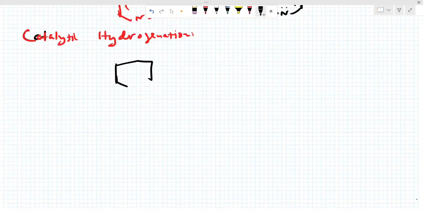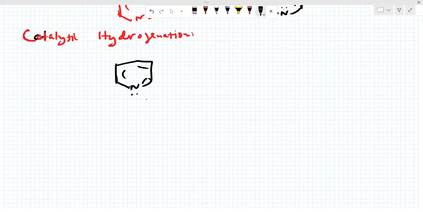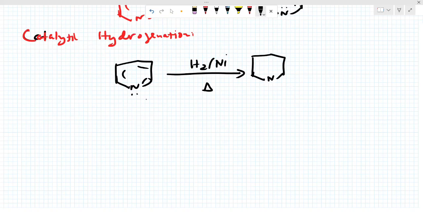Take pyridine. You put the lone pair outside the ring because this lone pair is not doing resonance, right? This lone pair is not doing resonance because it's away from the ring. Now we can use hydrogen and nickel and heat, and all the double bonds are going to be reduced. This is the product. You got it, right?